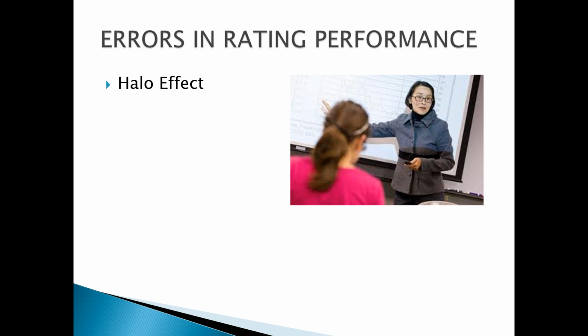One way to get around a halo effect is to require a supervisor to also rank their employees from start to finish, from top to bottom. And that is one way of trying to fix this situation where everyone gets a positive score when in fact they shouldn't get that.